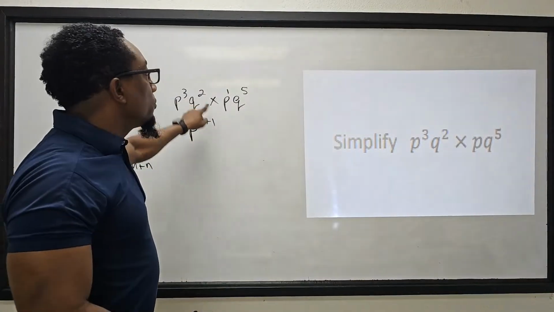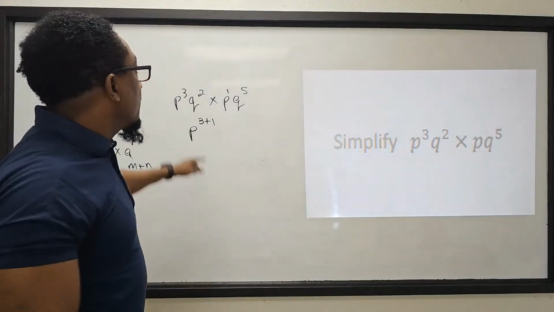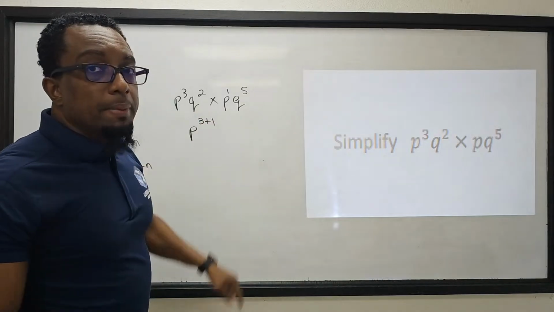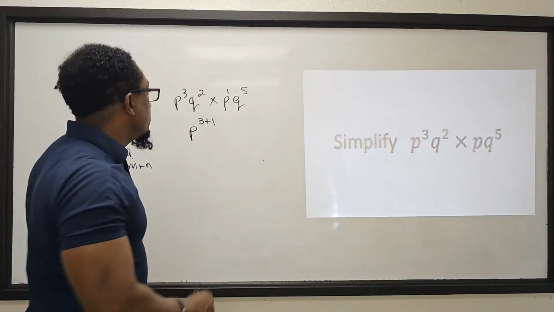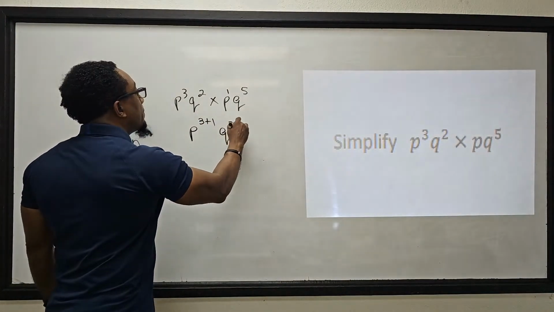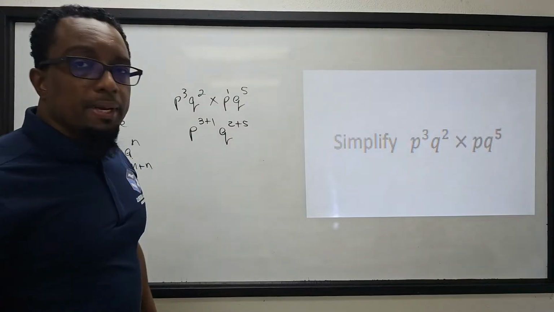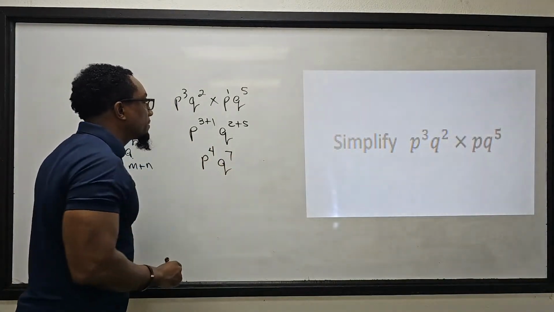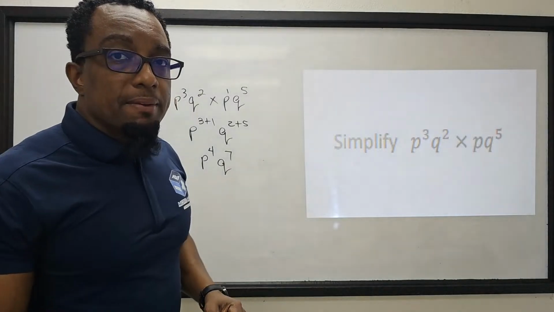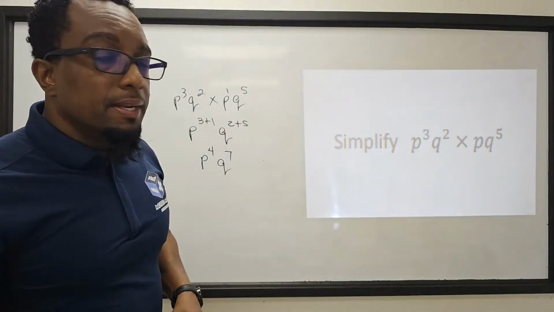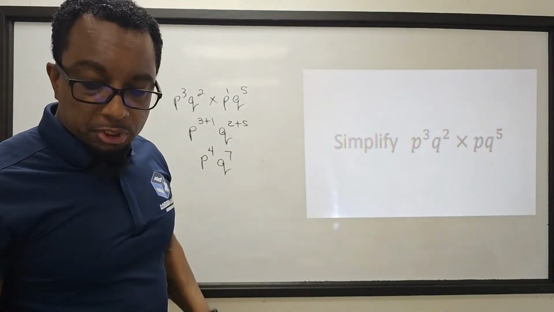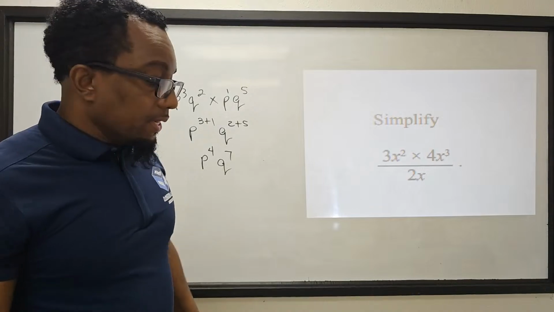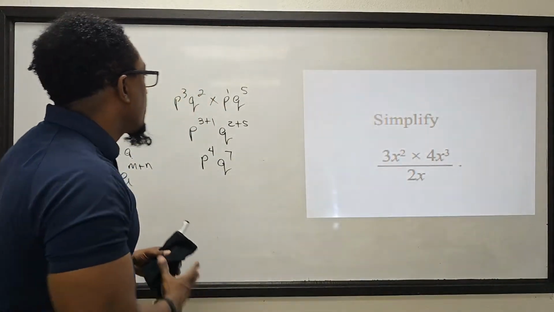Q to the power of 2 by q to the power of 5. Again, I'm multiplying, I have the same base, so I keep my base q and I add my powers. So I'm going to get here p to the power of 4, q to the power of 7. And of course, that will be my final answer. Nothing else can be done there in simplifying that expression. Let's look at another. We are asked to simplify.